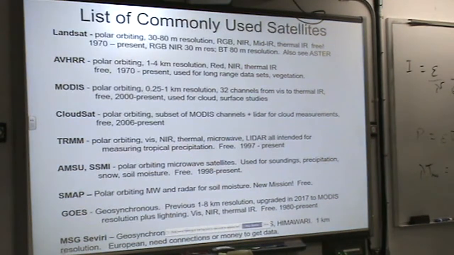There are a lot of people in Europe, China, and India who use American satellite data because it's free. And they have to either pay or be part of a project to get it for free themselves. So our own satellites are a gift to the world.